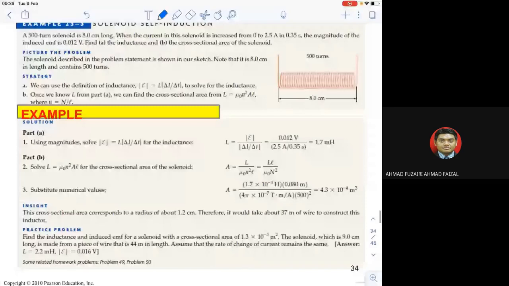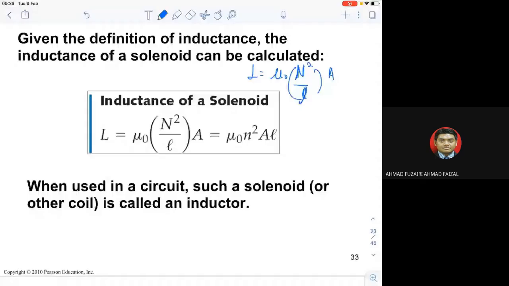Look at the equations: mu naught N squared A l. Remember, N is the number of loops. When used in a circuit, a solenoid is called an inductor. So that's why we are calling it the inductance of a solenoid, because the solenoid will give you a current and generate a magnetic field so that you can calculate its inductance.